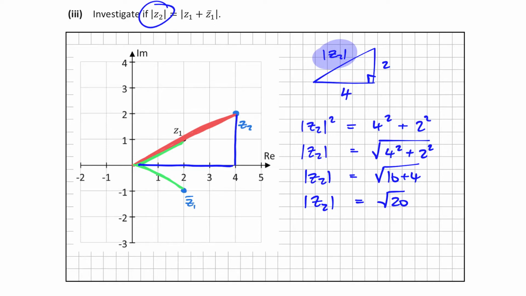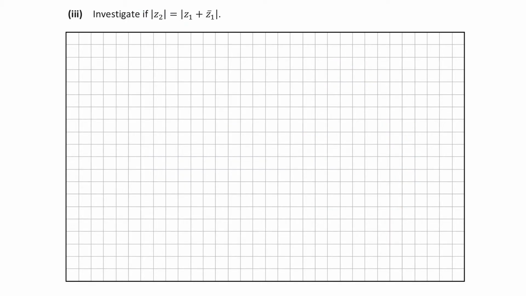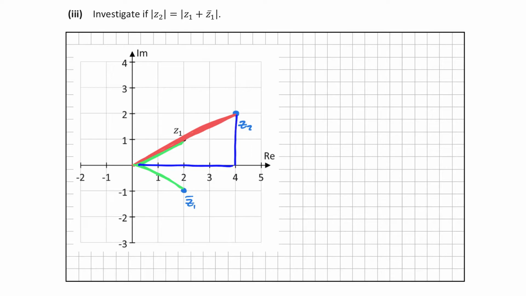Now we need to work out the second part, which is the modulus of z1 plus the conjugate of z1. So we look there at this here. The first thing I need to find out is what is z1 plus the conjugate of z1. Okay, so z1 was 2 plus 1i. Okay, so that's what z1 was. 2 plus 1i, or 2 plus i.